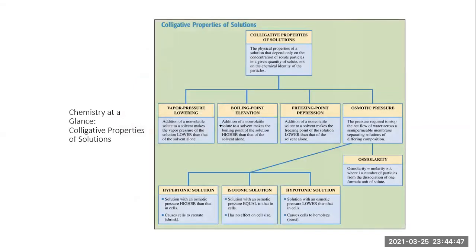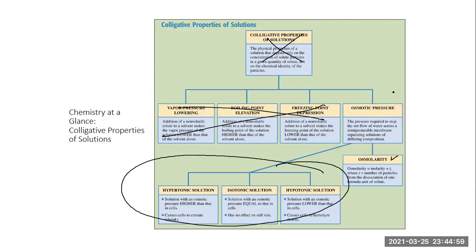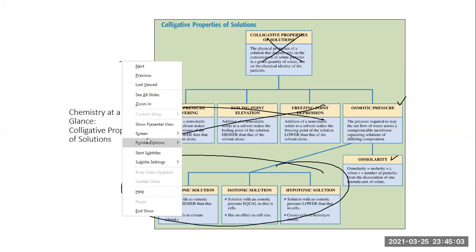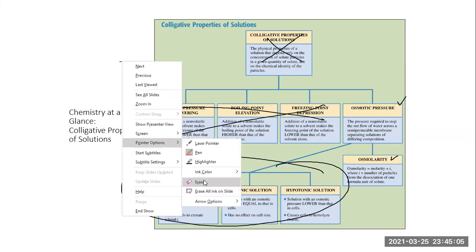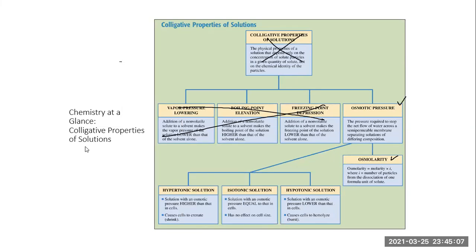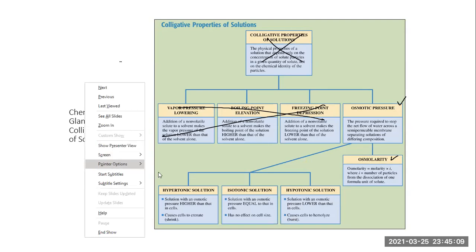Here's just a flow table of a lot of stuff we talked about. We obviously did not talk about any of this stuff, so you don't have to worry about that. We didn't really talk too much about that. We touched upon this. These guys we did, and obviously that osmotic pressure we did as well. And again, you should have a similar table in your book as well.